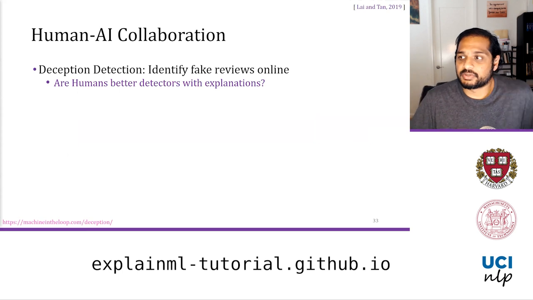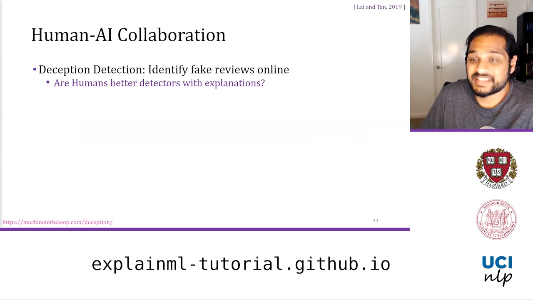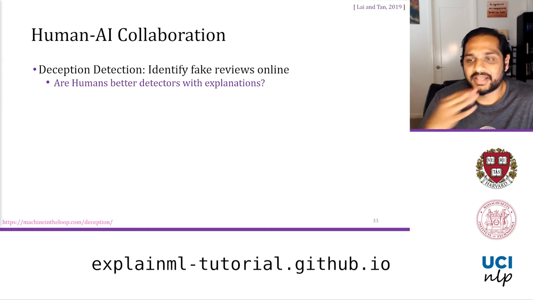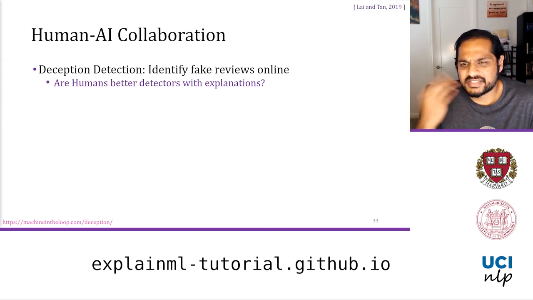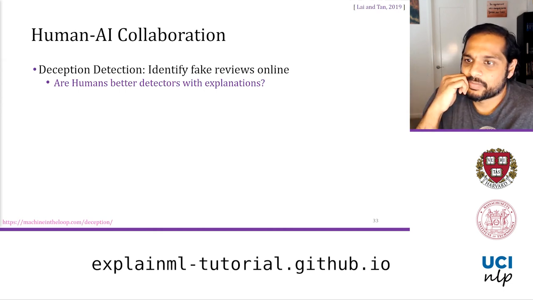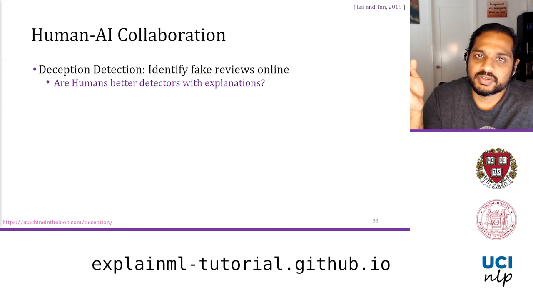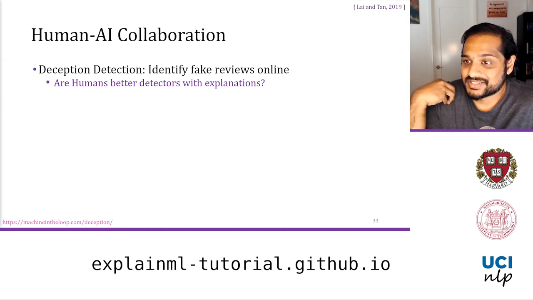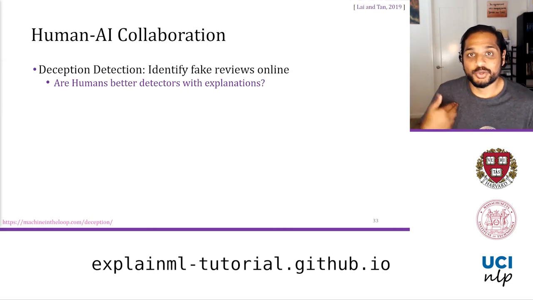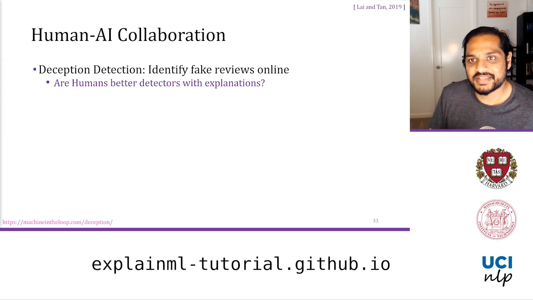Here's an example of how it was applied for deception detection, where the goal is to identify fake reviews online by reading them. This is a pretty difficult problem, even for AI agents, where it's not always obvious what is a fake review. It could be just an enthusiastic review, which may not necessarily be fake. So the question is, are humans better deception detectors when they have explanations or not?